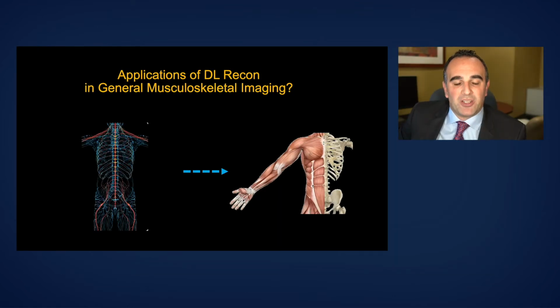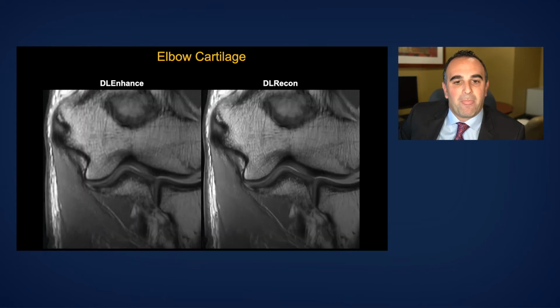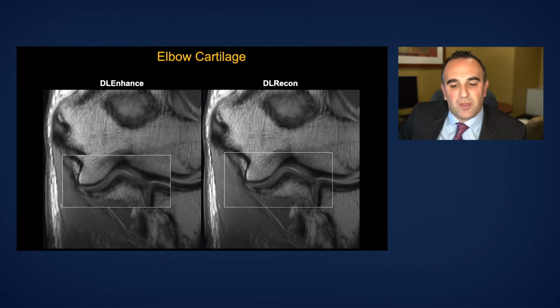And so following this project, we asked ourselves, can we apply DL Recon more broadly to musculoskeletal imaging beyond the peripheral nervous system? So these were a few preliminary examples using the same DL-based method to evaluate, for example, here, the elbow cartilage. Note the much more conspicuous superficial layer of the cartilage.